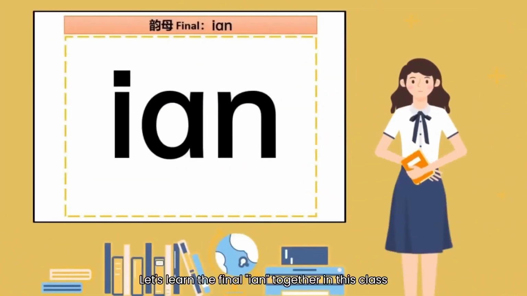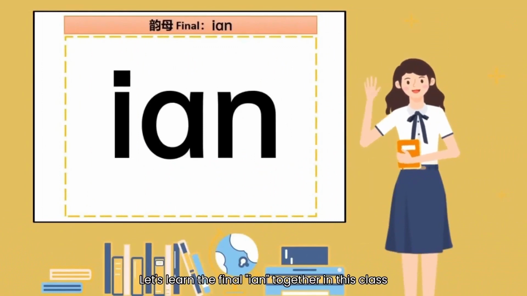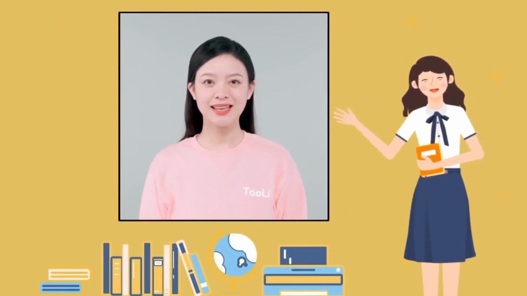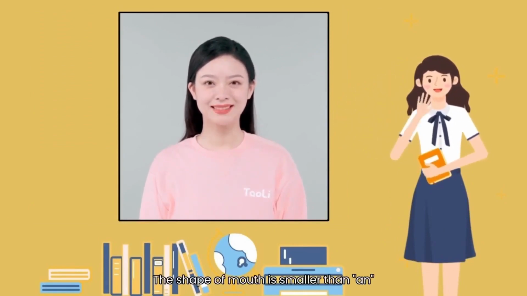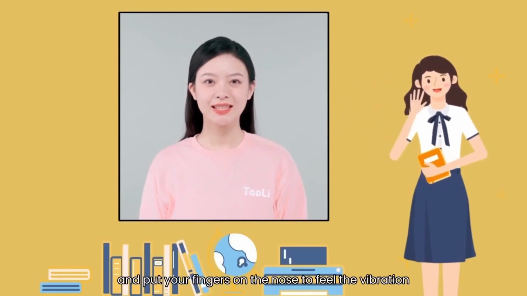Let's learn the final yan together in this class. Make the e sound, then quickly slide to the an. Spread the lips to both sides. The shape of mouth is smaller than an, and put your fingers on the nose to feel the vibration.